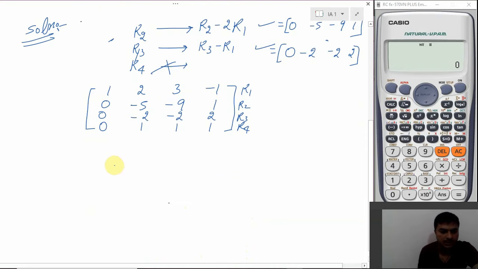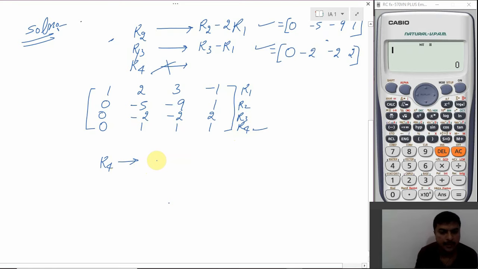Now, again, the next transformation: I want to make R4 zero. You can see very easily how I will make R4 0. At least one row you have to make 0. Keep in mind, if you make one row 0, then next you should make the second row 0. So my intention is to make R4 0. So all these values must be 0.